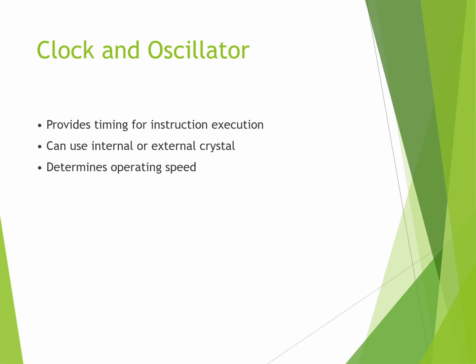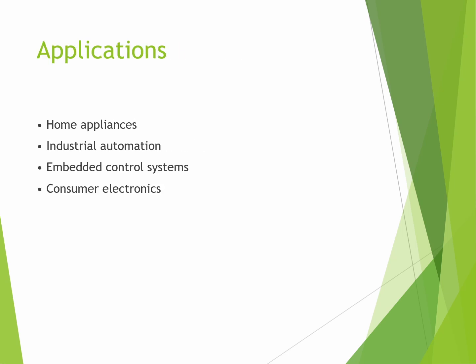Next is the clock and oscillator. It provides timing for instruction execution. It can use internal or external crystals. It determines the operation speed. These are the main reasons we use a clock and oscillator. What are the applications of the 8051? The 8051 is mainly used in home appliances, industrial automation, embedded control systems, and consumer electronics. These are the various areas where we use the 8051.